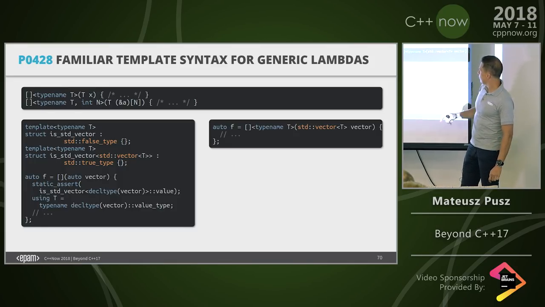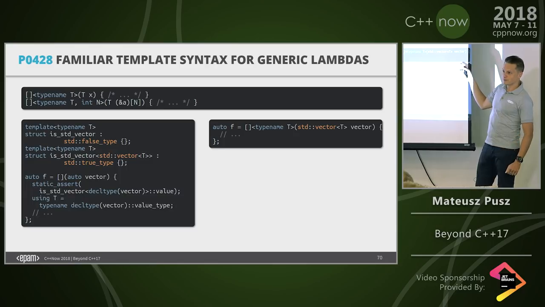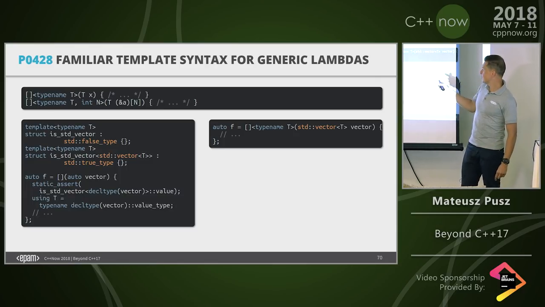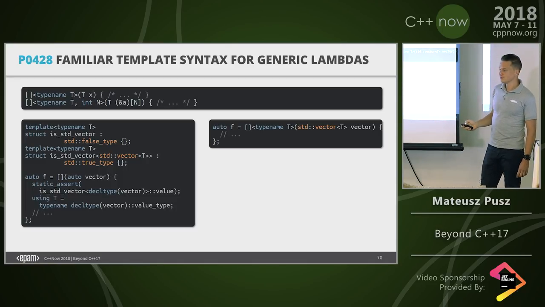With this feature, you're able to just type this way, saying you just want this lambda to work with vectors of any type, and it will work fine. It's easier to specify than doing this stuff. And we have all the braces in lambda.